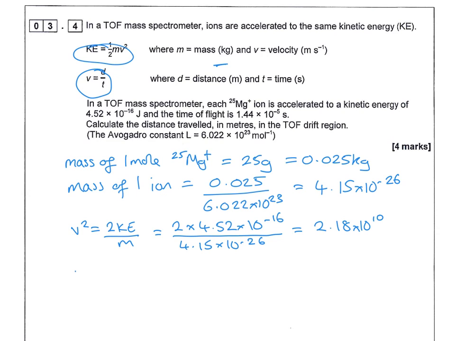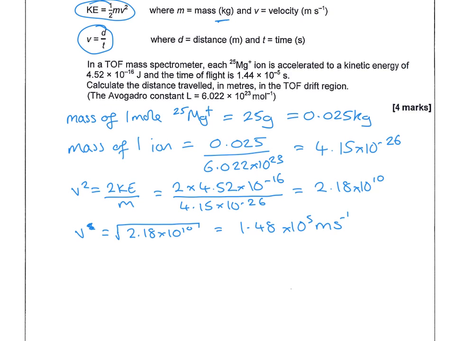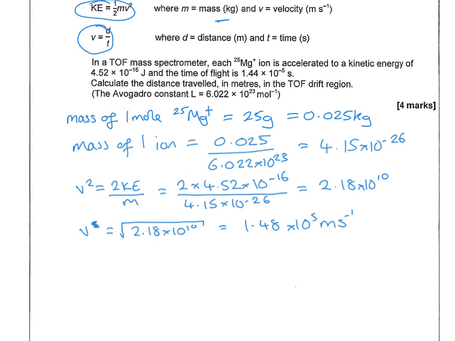Now that was velocity squared, so I just want velocity on its own. So that's going to be the square root of the answer to the last bit. And that's velocity, so the units are going to be meters per second. Now we've worked out velocity, we can work out the distance.